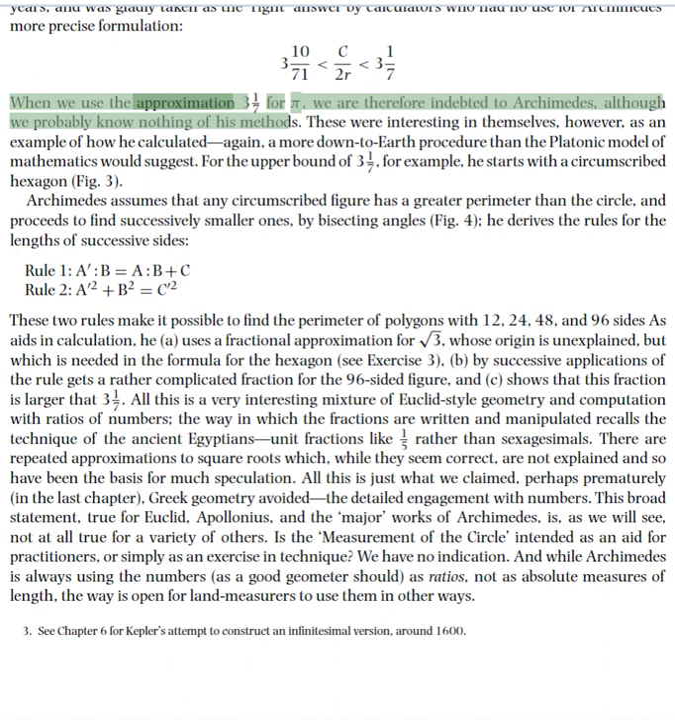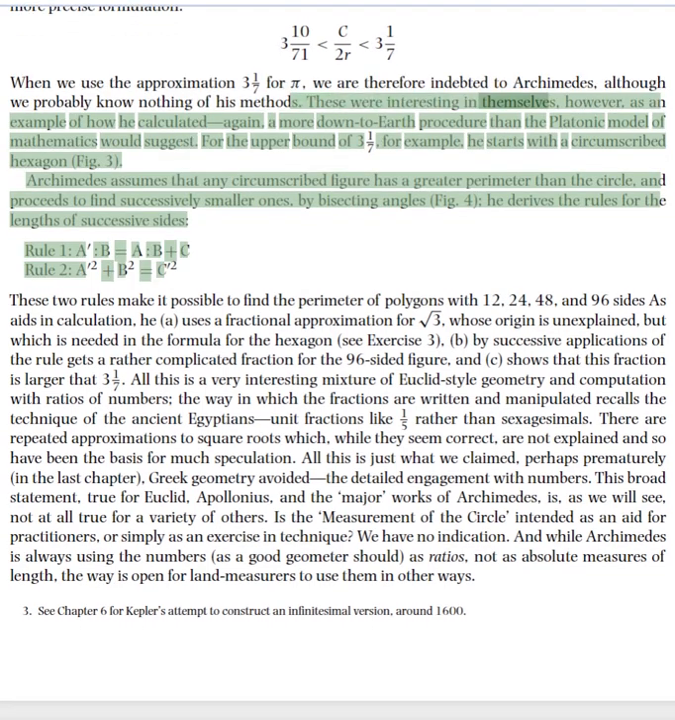When we use the approximation 3 for pi, we are therefore indebted to Archimedes, although we probably know nothing of his methods. These were interesting in themselves, however, as an example of how he calculated, again, a more down-to-earth procedure than the Platonic model of mathematics would suggest.